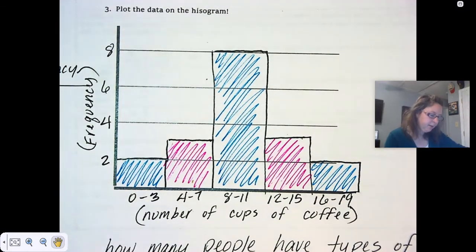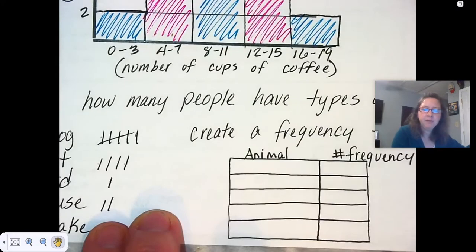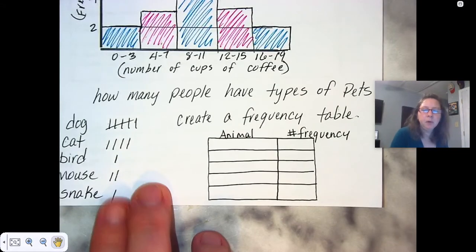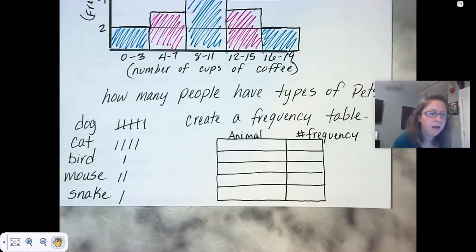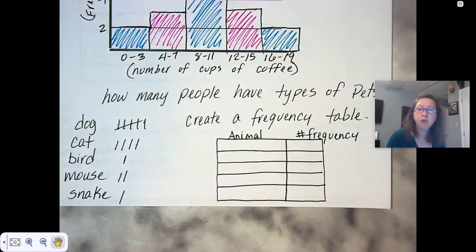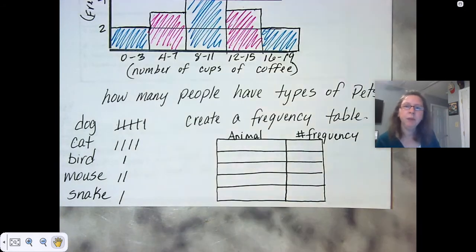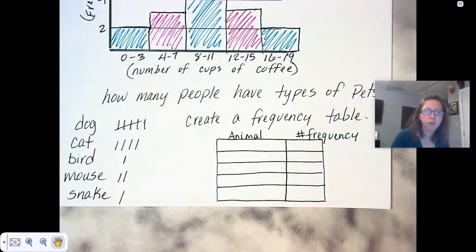Now, for our next example, what I would like for you to do is to practice making a frequency table. Let me zoom out a tiny bit. How many people have different types of pets? I've already created the tallies, so I've collected the data for you, and I want you to create the frequency table. So go ahead and pause your video. You can either do it on paper or visualize in your mind how you would fill in this frequency table. Please pause the video for a minute while you do that.